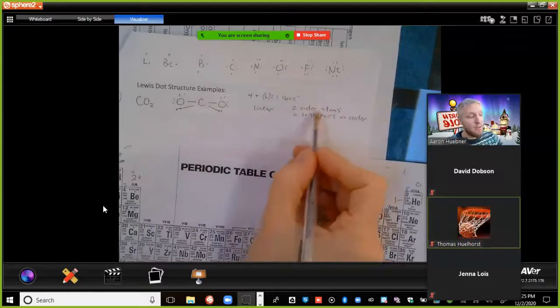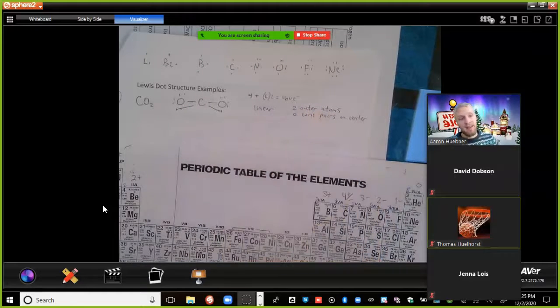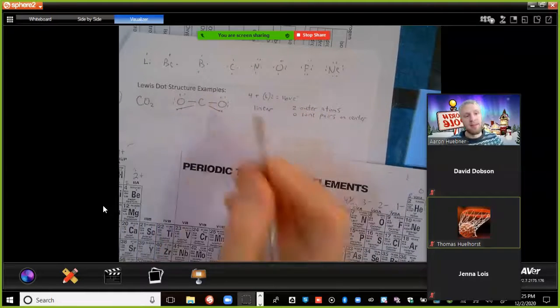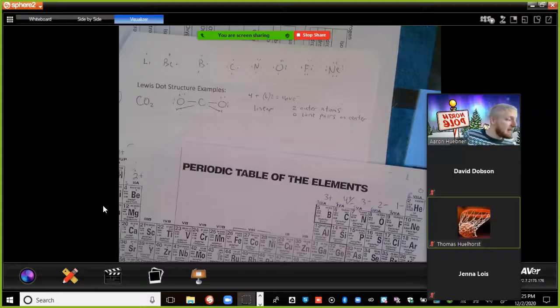The other one that has 2 outer atoms is going to be bent, and it's bent because it has a lone pair on the center. So we'll get to that tomorrow.